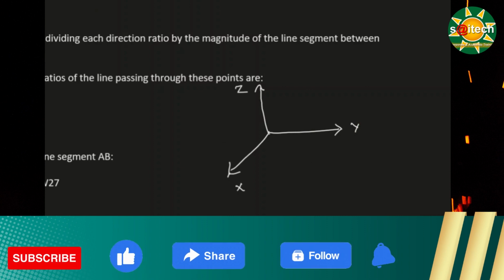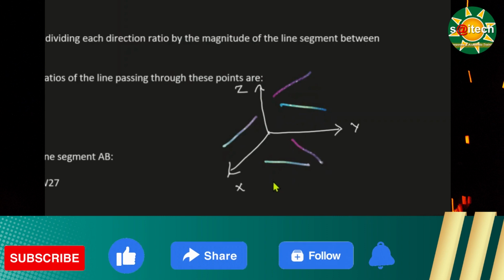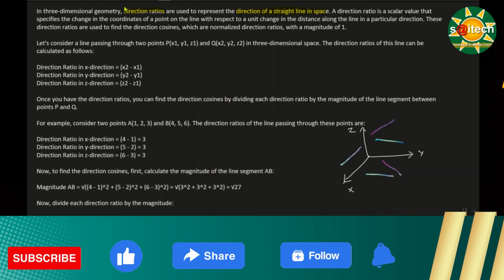For example, the straight line may be in this way, or here, or here, or here, or here, but we need to indicate the direction using this direction ratio. It is actually a scalar value. It means it has the magnitude alone.